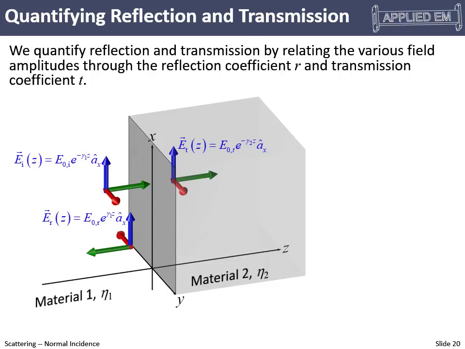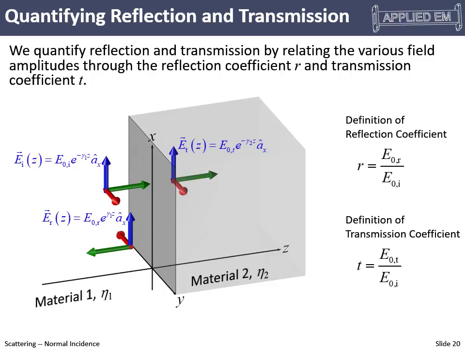So we start with our basic geometry, and we've written here our expressions for the electric field for the incident wave, the transmitted wave, and the reflected wave. Now let's define our reflection and transmission coefficients. We will define our reflection coefficient as the amplitude of the reflected wave divided by the amplitude of the incident wave. Our transmission coefficient will be the amplitude of the transmitted wave relative to the amplitude of the incident wave.